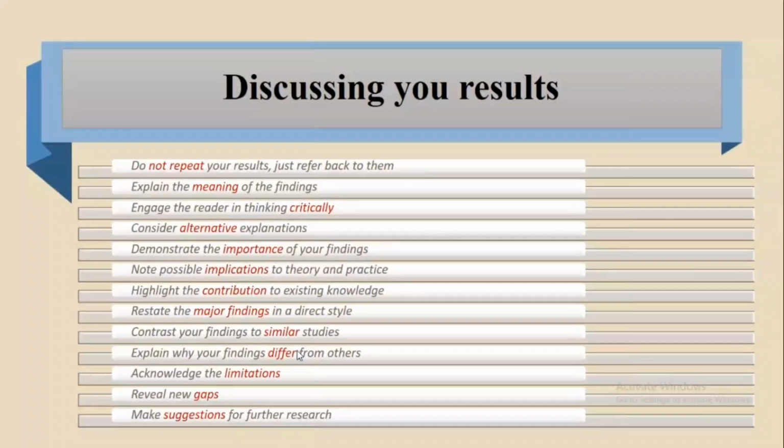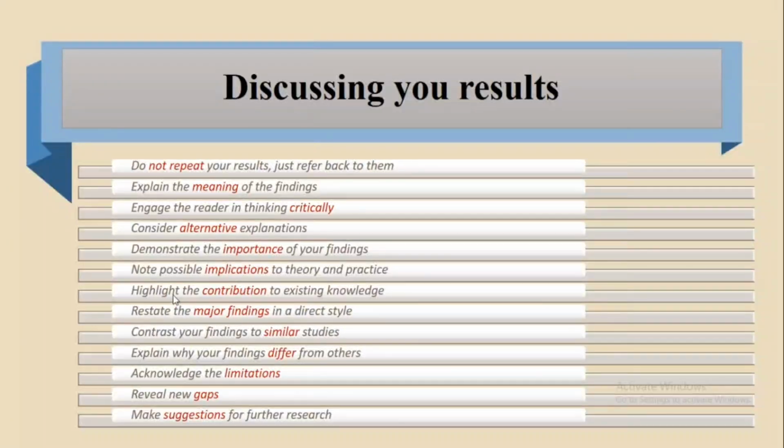Demonstrate the importance of your finding. Again, when you talk about importance and significance, always think about the audience. Who would you benefit? Are you benefiting researchers or professionals? What are the implications to theory and practice of your findings? What is the contribution? How will you add to the existing knowledge and to the previous literature?